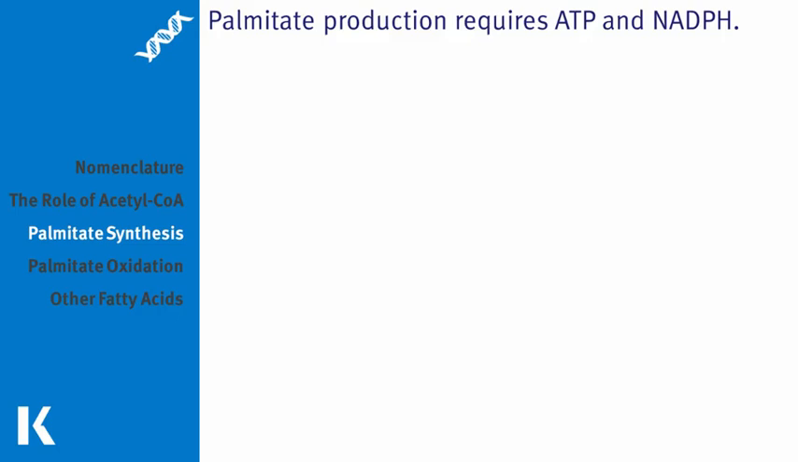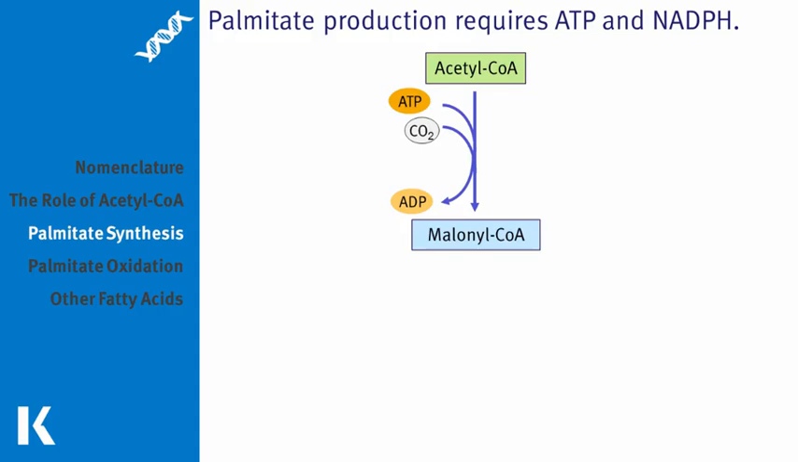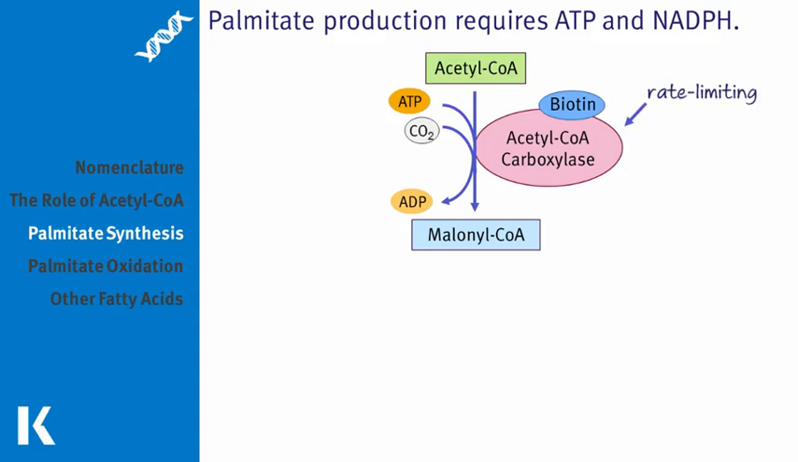Now let's explore the synthesis of palmitate from acetyl-CoA in the cytoplasm. First, acetyl-CoA is carboxylated and converted to malonyl-CoA via an endergonic reaction. The enzyme at work here is acetyl-CoA carboxylase, and this enzyme requires the cofactor biotin and a molecule of ATP to function. This is the rate-limiting enzyme within the synthesis of fatty acids.